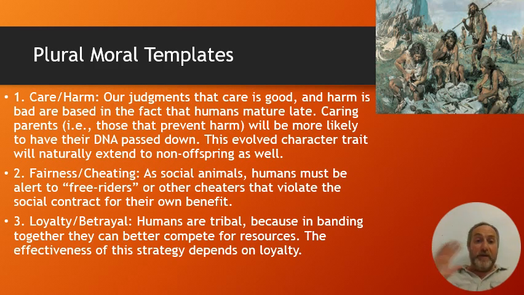Number two, the fairness cheating template. So we care about justice, not just harm. So even if someone is not harmed by an unfair distribution of money or whatever, say we work together to build and then sell a house, and then you take your share of the money. Maybe I'm not harmed by it. Maybe you even need the money more, and I'll be fine or whatever. But still, we judge that as unfair and we judge it as wrong.